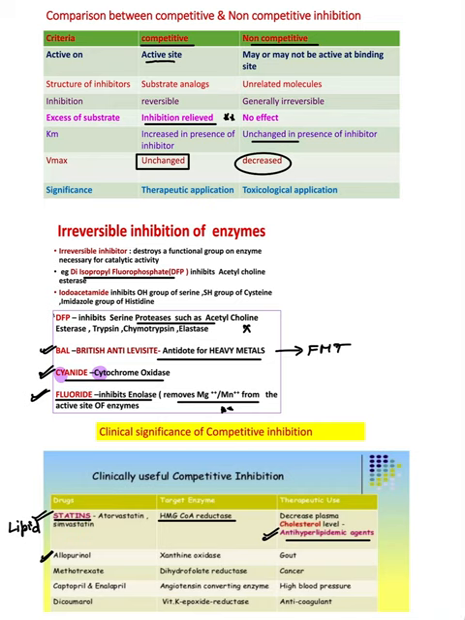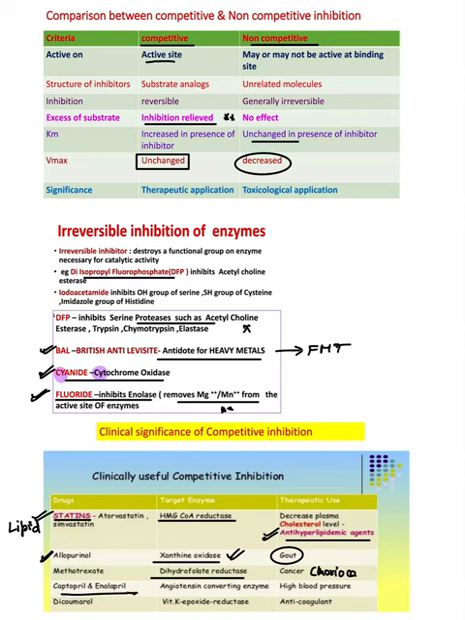Allopurinol, remember, where is allopurinol used? In the treatment of gout. What is gout? When there is excess accumulation of uric acid. And what is the most common site? That is the first metatarsophalangeal joint. It inhibits the enzyme xanthine oxidase. Very, very important from the pharma aspect. Methotrexate is the anti-cancer drug of choice for choriocarcinoma, if you can recall. Methotrexate inhibits DHFR, that is dihydrofolate reductase.